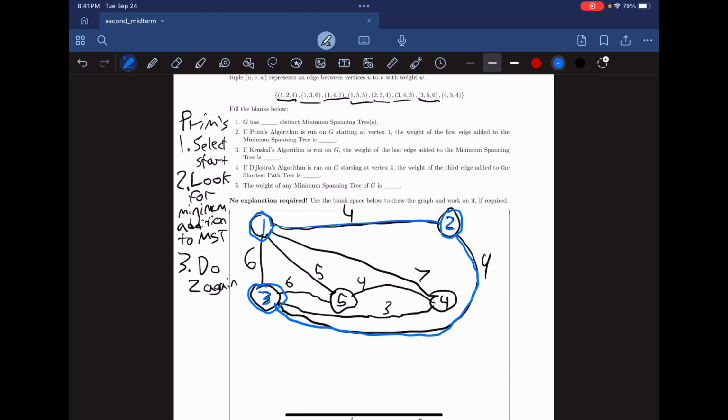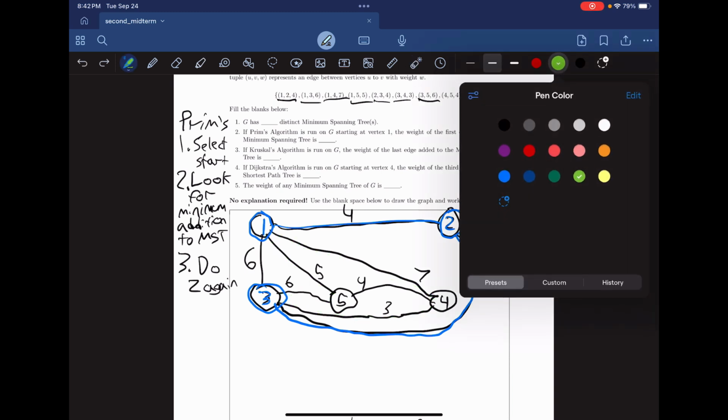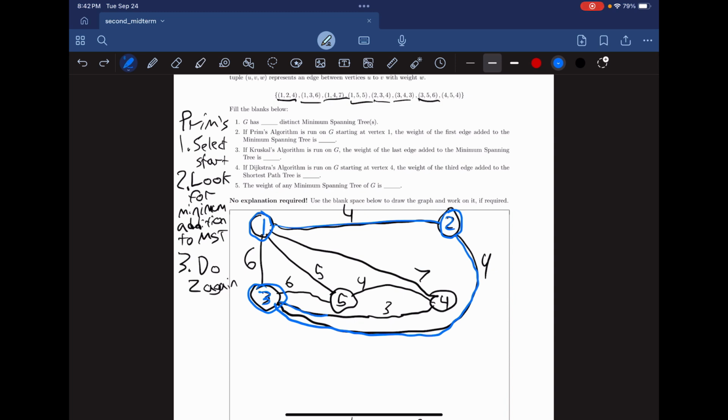The next step is that we just do 2 again. So we're going to now look for edges that will add a new vertice into our MST. Those edges are going to be 1 to 5, 1 to 4, 3 to 4, and 3 to 5. The weights we have here are 5, 7, 3, and 6, the lowest of those being 3. So we go ahead and add the edge from 3 to 4 into our MST.